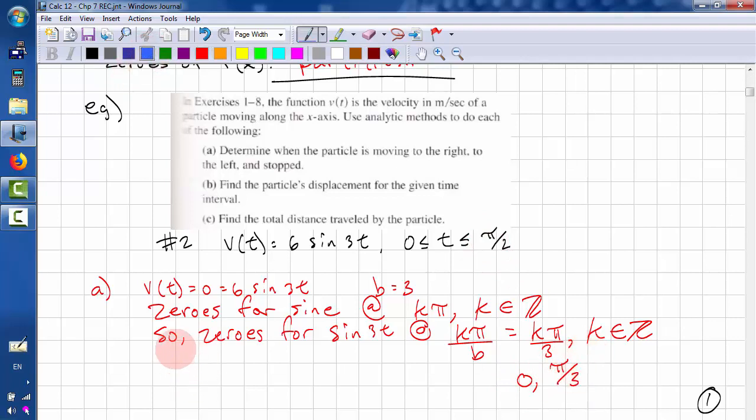And just a refresher for trig, this is pi over 3. This is 2 pi over 3. That's outside of our given domain. So we're only concerned about these two zeros, and this is pi over 2.